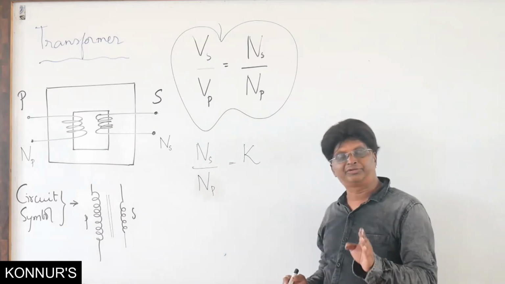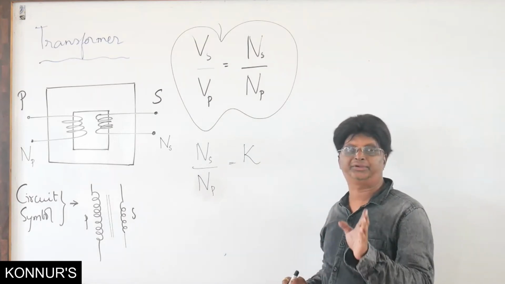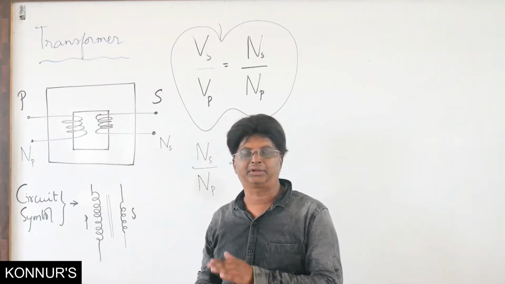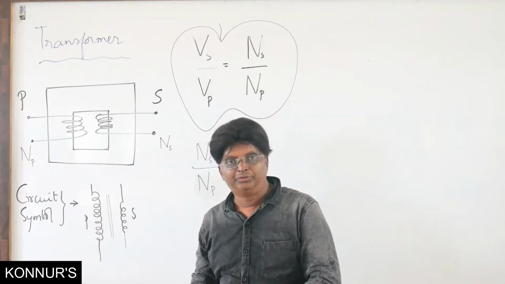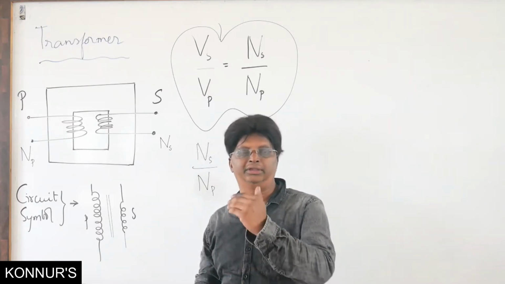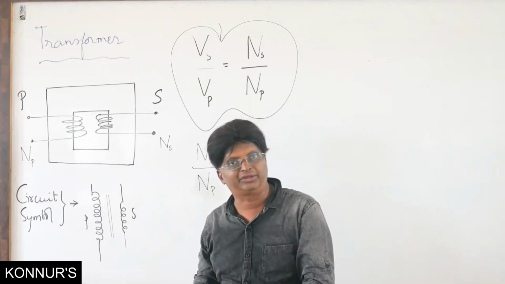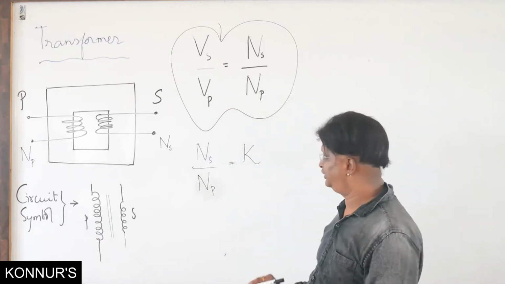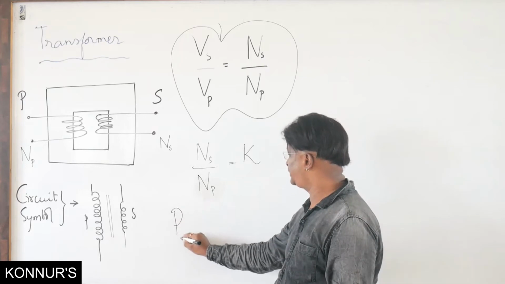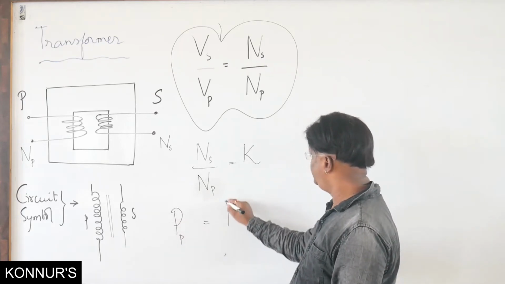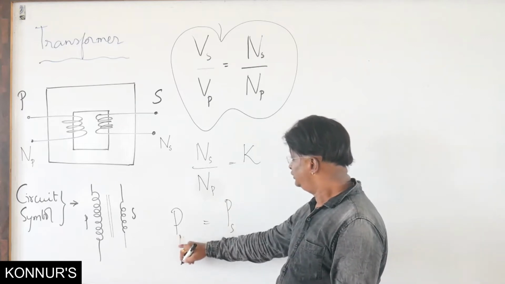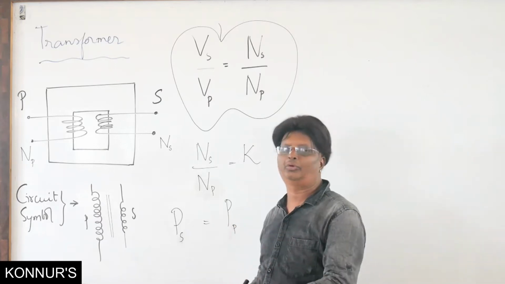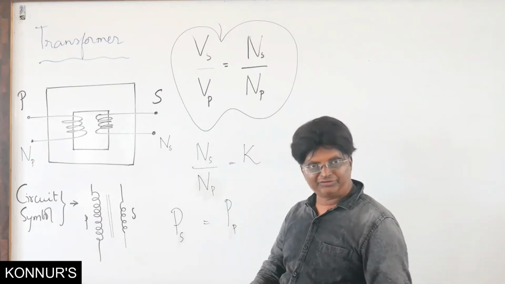Now, when we say the transformer is changing the voltages, it is not violating the law of nature, which is the conservation of energy. Though we are lowering or increasing voltages, there is no question of any violation of conservation of energy. Therefore, if I use conservation of energy, then the power in the primary should be equal to the power in the secondary or vice versa. So the conservation of energy relation we are now writing gives one more important result. So no violation of conservation of energy.